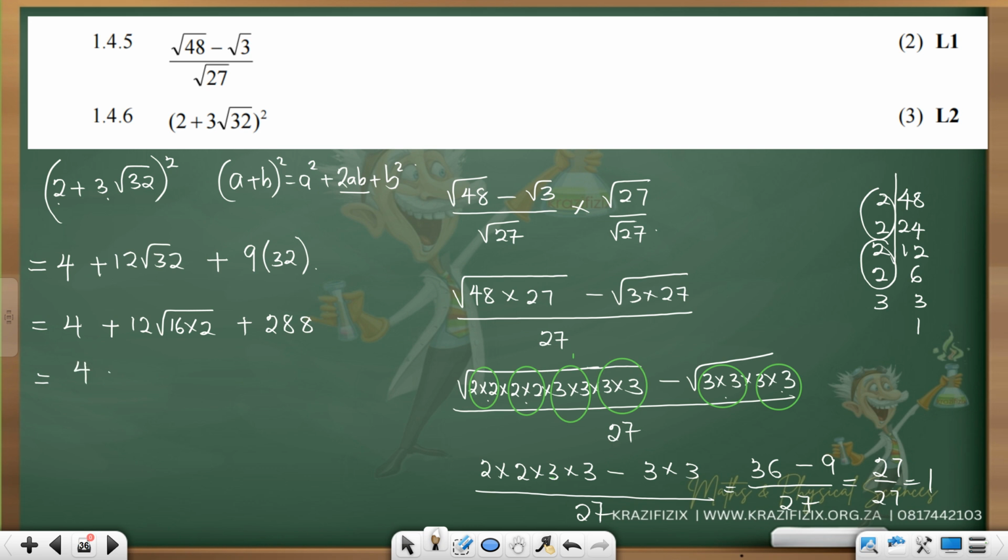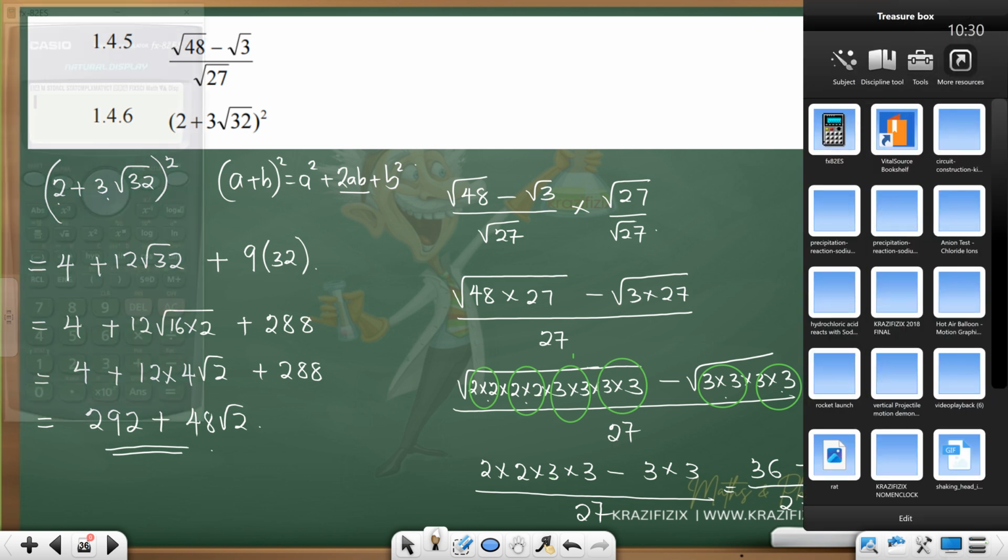And what will this give us? 4 plus 12 times 4 root 2 plus 288. What is 4 plus 288? That is 292. Plus 64 root 2. No, not 64, 48 root 2. Let's check on a calculator what this would give us.